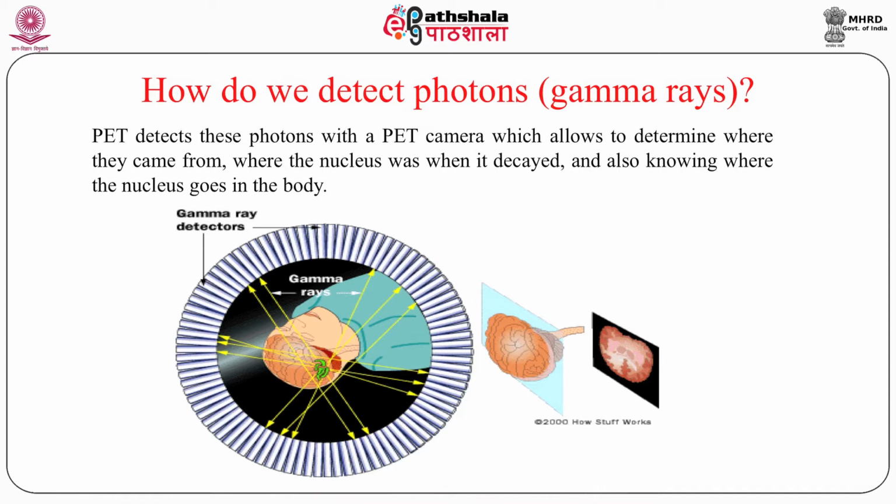Now the question arises of how these two photons are detected, and it is possible only when you have detectors all around the patient body or the lesion which you are planning to detect. Because if any of the photons gets missed, you may not be able to register an event. So here the event registry is very important as far as this principle goes.